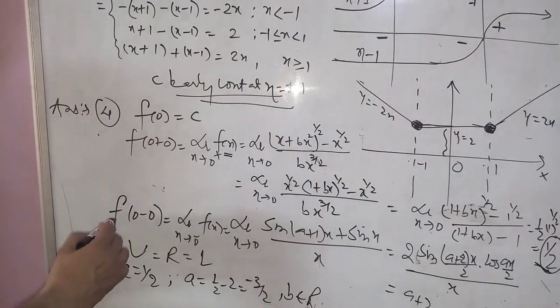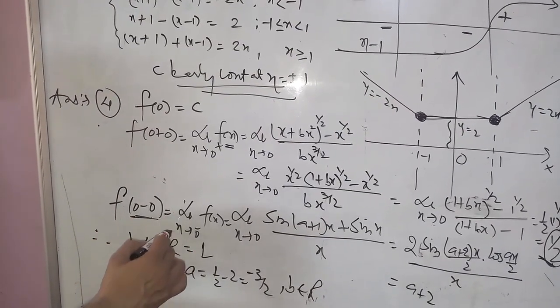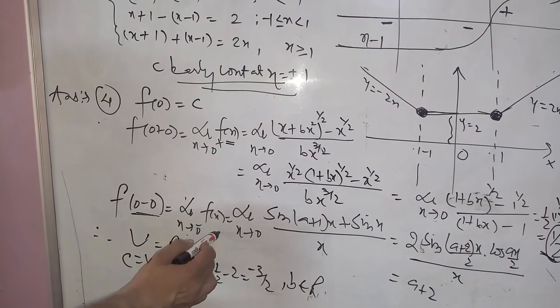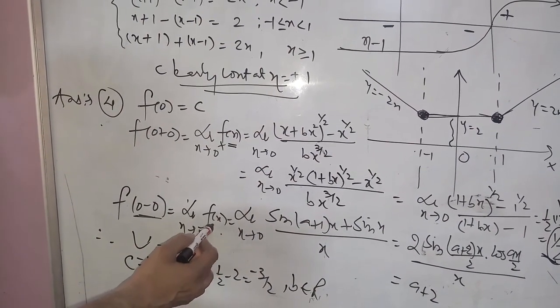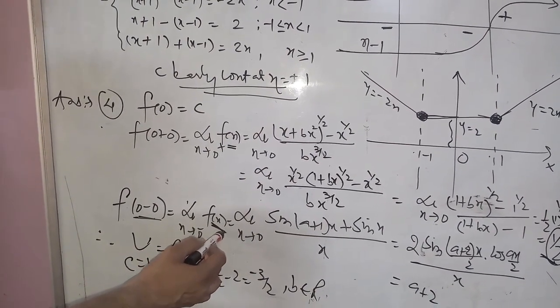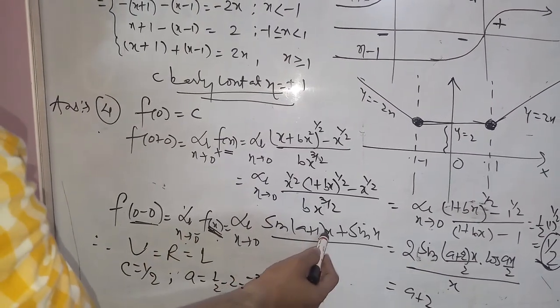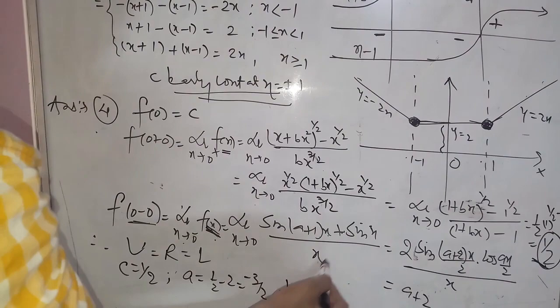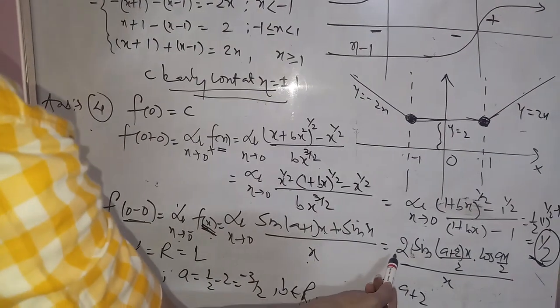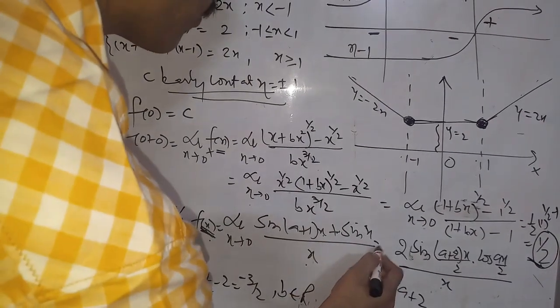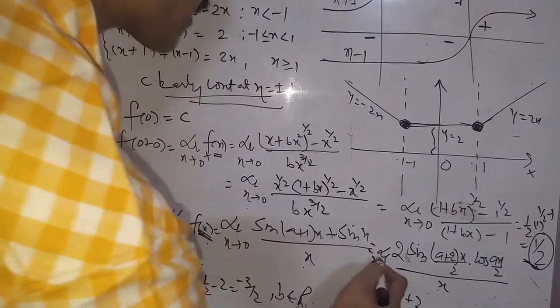Now, the left hand limit at 0, limit x tends to 0 minus f(x). Here, we use directly, without introducing h, the definition of the function for x less than 0, (sin((a plus 1)x) plus sin x) by x, equal to limit x tends to 0.